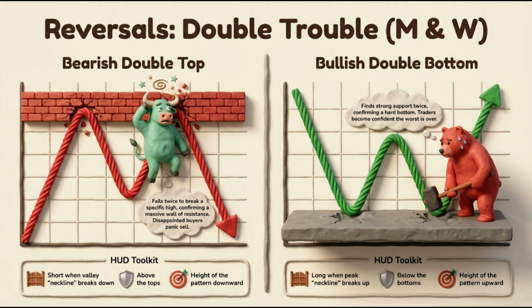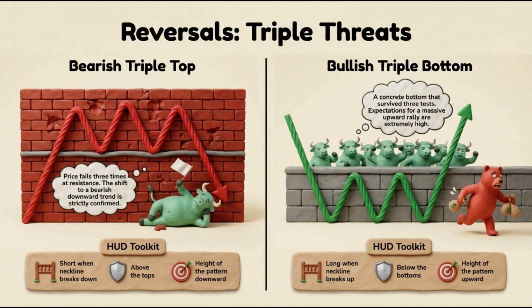is finally over. Triple tops and triple bottoms are even more powerful versions of the double patterns. When a price fails 3 times at resistance, a triple top, it strictly confirms that the trend has shifted to bearish. When a concrete bottom survives 3 separate tests, a triple bottom, expectations for a massive upward rally become extremely high. These patterns represent a long, drawn-out battle where one side eventually completely gives up.